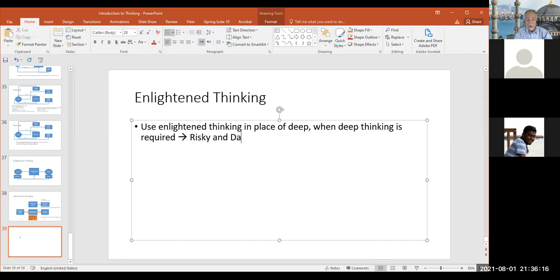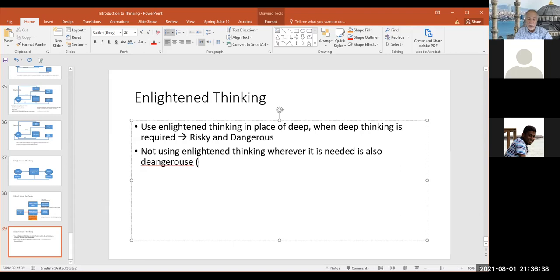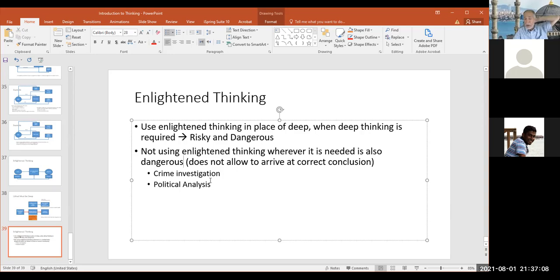It is risky and dangerous, because you really arrive at wrong conclusions, and not using enlightened thinking wherever it's needed is also dangerous. And here, dangerous means it does not allow you to arrive at the correct conclusion, like the issue of crime investigation here. Crime investigation. Political analysis, by the way, political analysis: if you keep the deep thinking alone without going enlightened, you will rarely arrive at the correct conclusion.